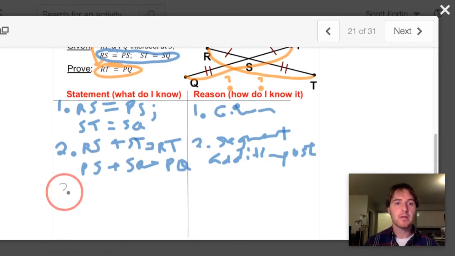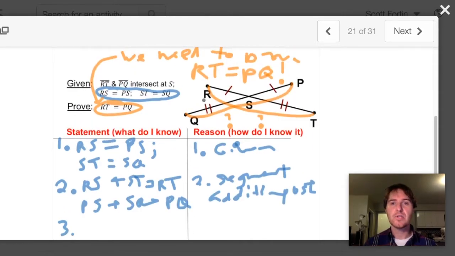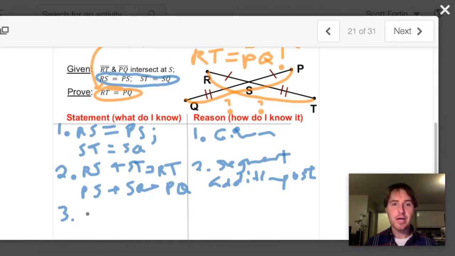Okay, step 3. Now we've got RT and PQ. We have to show that PQ actually equals RT. This might be the hardest step of the proof. How can we show that RT equals PQ? Well, what do we notice here? We have RS plus ST, and we have PS plus SQ. Those equal the two lengths right here. But what else do we know about PS plus SQ and RS plus ST? They would have to equal each other.